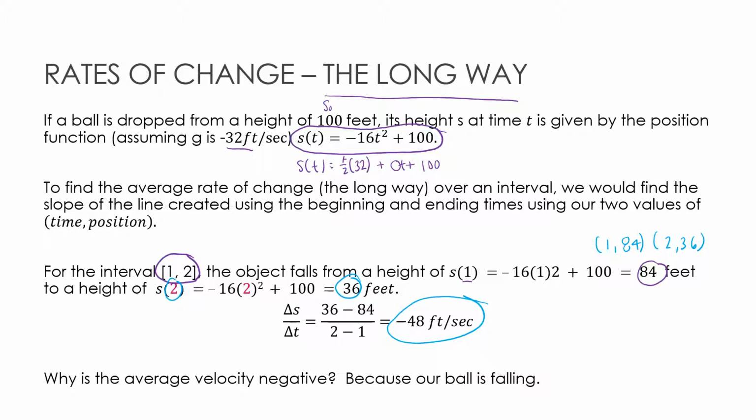And again, why is that? Does that make sense? Because our ball is falling, it makes sense that the velocity would be negative because the ball is being dropped and coming towards the ground.